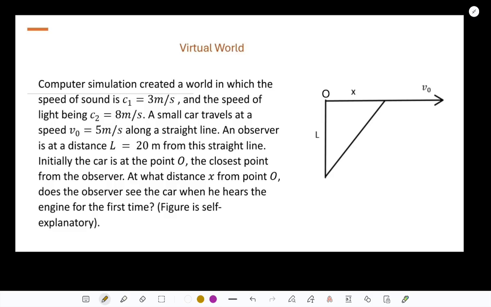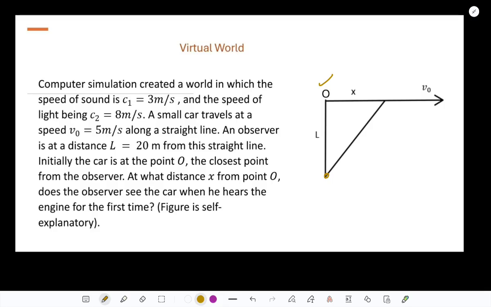A small car travels at a speed v0, 5 meter per second. In this world, the car moves 5 meter per second along a straight line. An observer is at a distance L equals 20 meter from the straight line. Perhaps the observer is here somewhere at a distance L from the straight line. Initially, the car is at the point O here, the closest point from the observer.